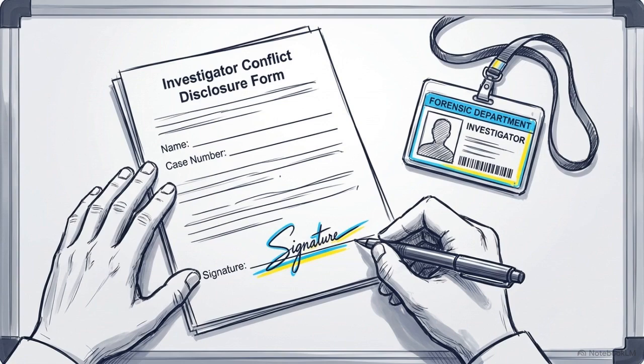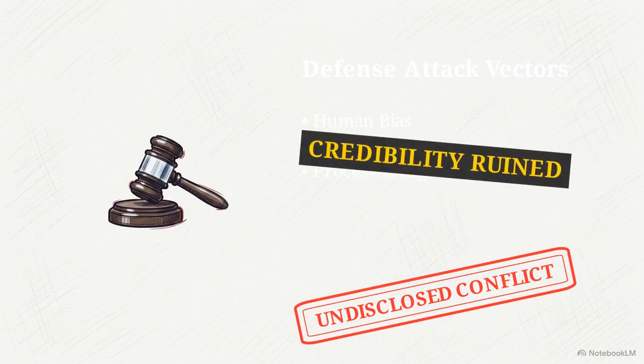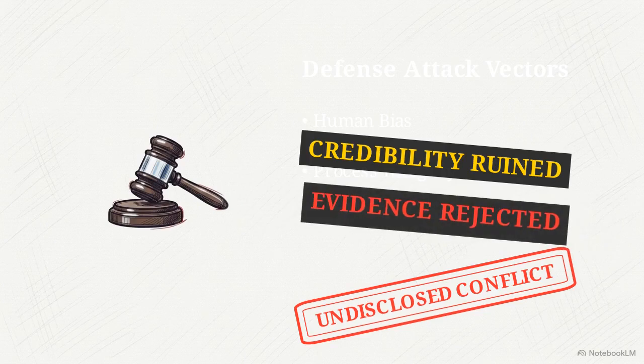As computer science students, you must understand how this plays out in a legal dispute. Defense attorneys know that attacking a complex hashing algorithm is difficult. Instead, they will target the human element. They will aggressively challenge your neutrality as an investigator, the overall fairness of the investigation, and the reliability of your evidence. If a court discovers an undisclosed conflict of interest, your credibility as an expert witness is ruined. Even with perfect technical methodology, the court will often reject the evidence completely.